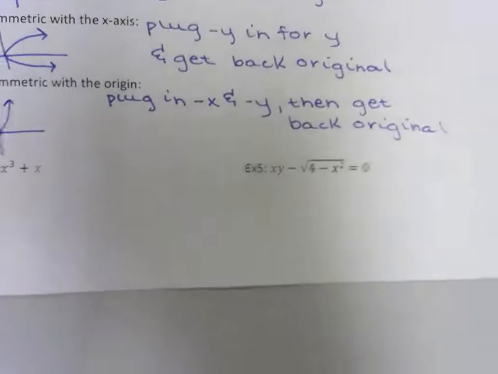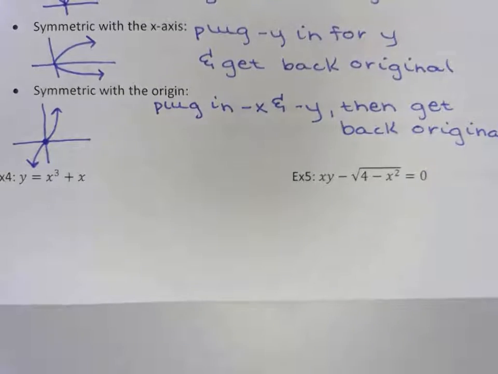So that one's a little different. If I want to know whether it's symmetric with the origin, you plug in a negative x and a negative y, and if that gets you back the original, then it's symmetrical with the origin. Okay? So 3, symmetry. We're not going to deal with symmetry a lot.